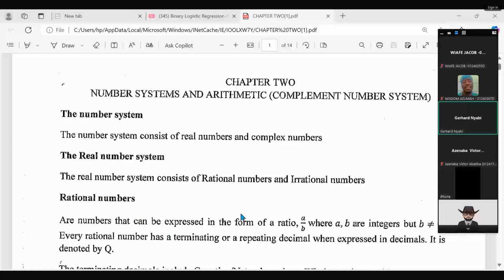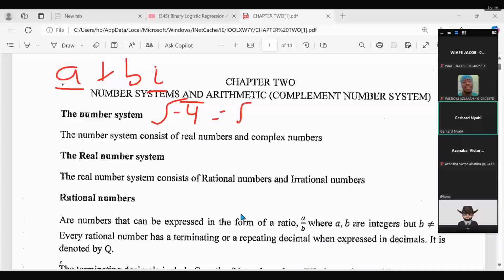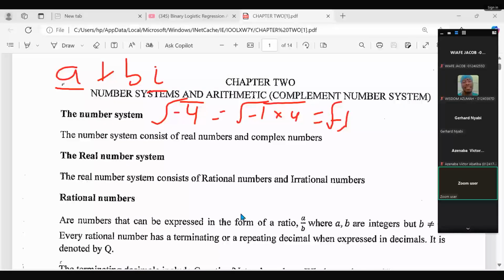So let's look at complex numbers, for instance. Complex numbers are written a plus bi, not j, it is i. Now, what does this mean? a is the real part and i is the imaginary part, and b is the coefficient of the imaginary. So if you have, let's say, square root of -4, this is the same as square root of -1 times 4. Do you agree? So this is square root of -1 times square root of 4. So square root of 4, you know, is 2, right? What is the square root of -1? It is i. So square root of -4 is 2i. So it means that i is the square root of -1, which means that -1 is equal to i squared. Is that clear?